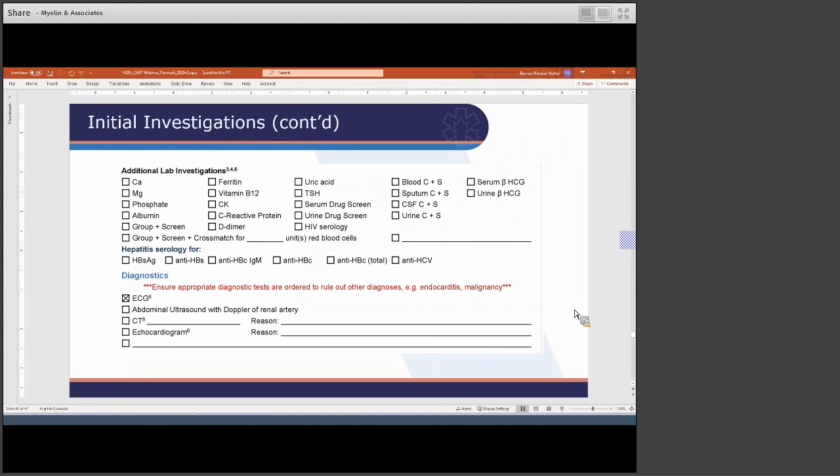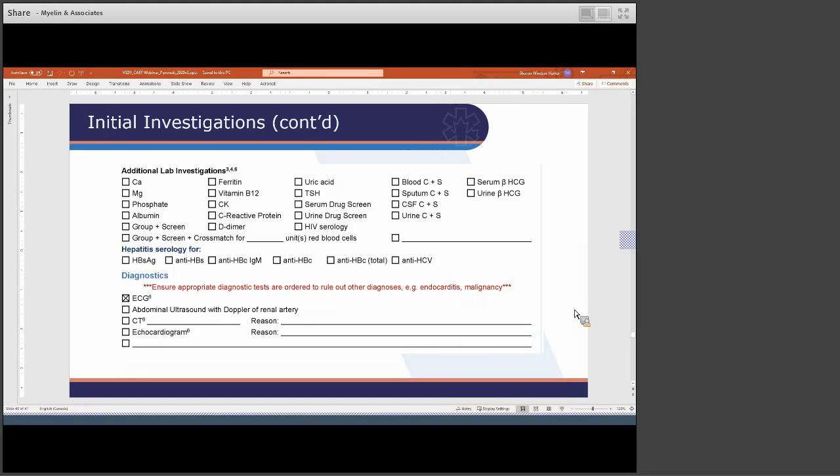So let's just concentrate a little bit on these other initial investigations. So what would I order for this patient in question? My 50-year-old female with significant menorrhagia. So I don't know if I particularly need calcium, magnesium, phosphate, and albumin. It might be important if I decide to plasma exchange her. That would be actually very important.